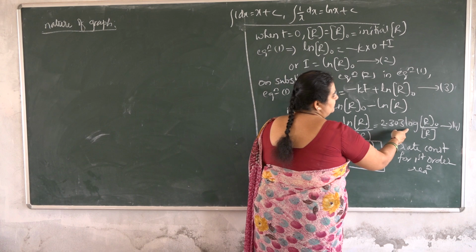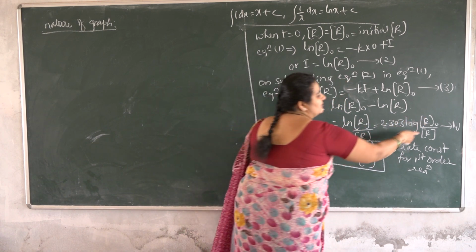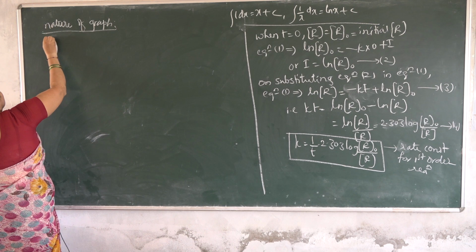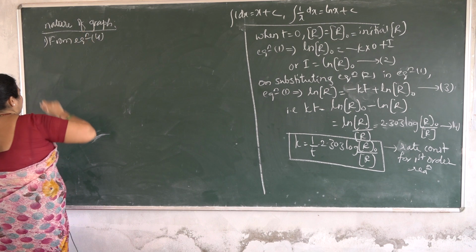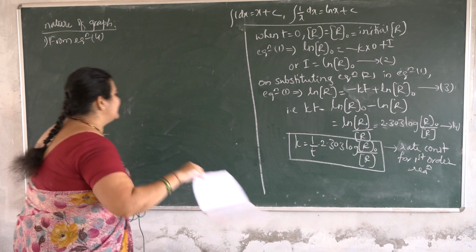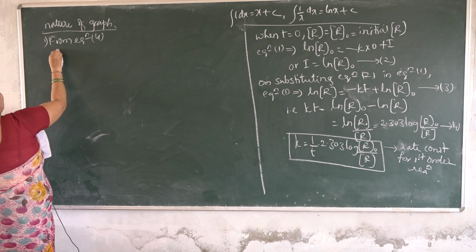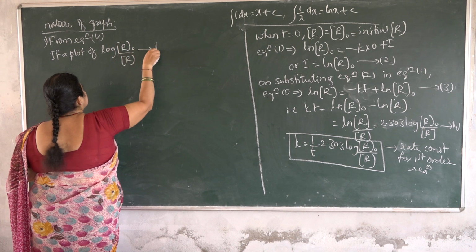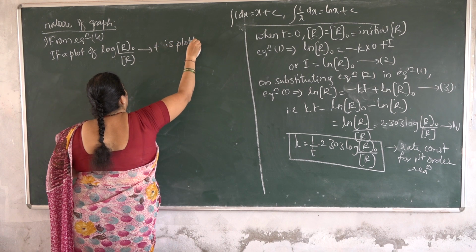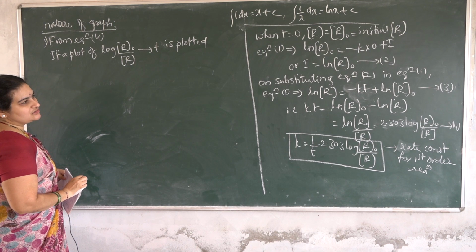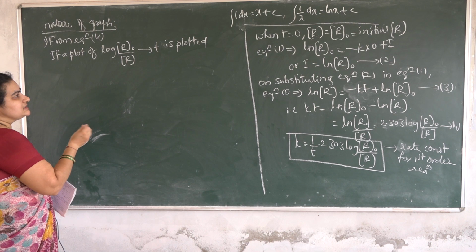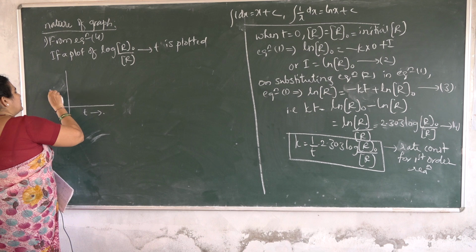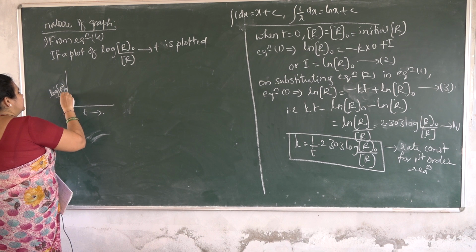y is equal to mx. So first graph, from equation 4, if a plot of log concentration of R naught divided by R versus time is plotted, so time is on the x-axis and log of concentration of R naught divided by R is on the y-axis.